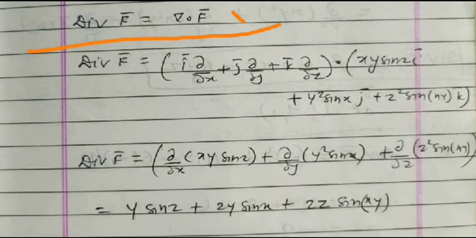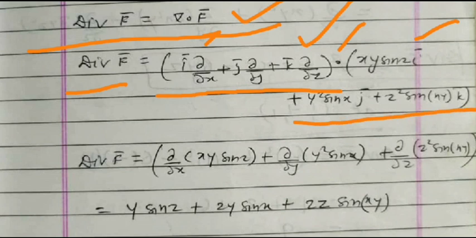Now we know the formula: divergence of f bar is del dot f bar. So divergence of f bar means del, whose value is i bar del by del x plus j bar del by del y plus k bar del by del z, dot product with f bar, and we are given the value of f bar. So take the divergence, where i dot i, j dot j and k dot k are 1.